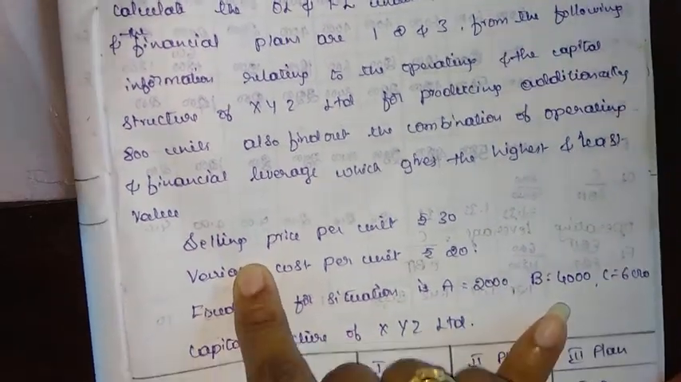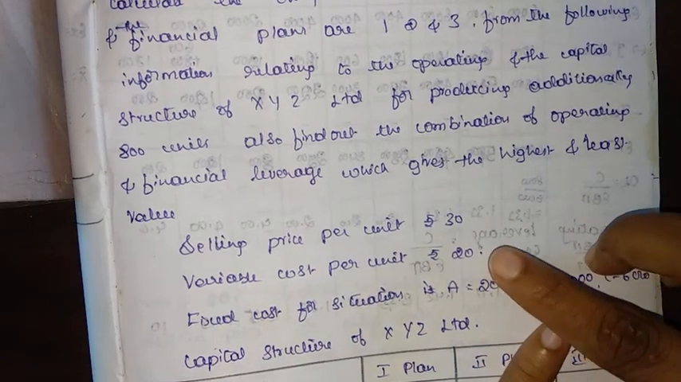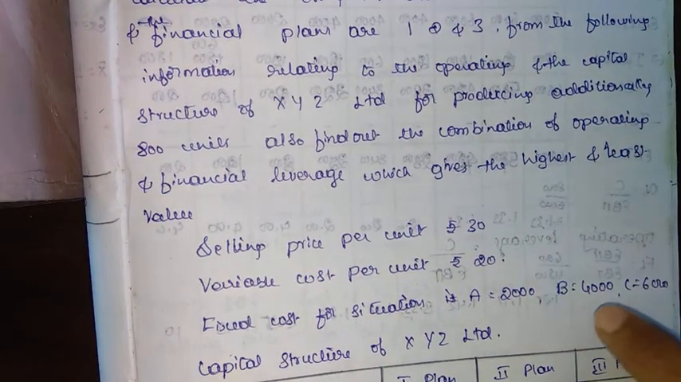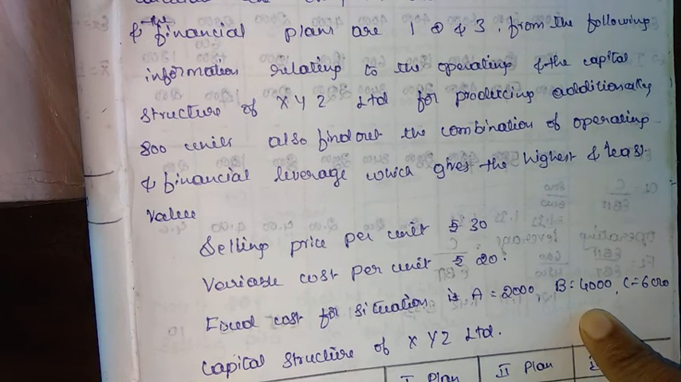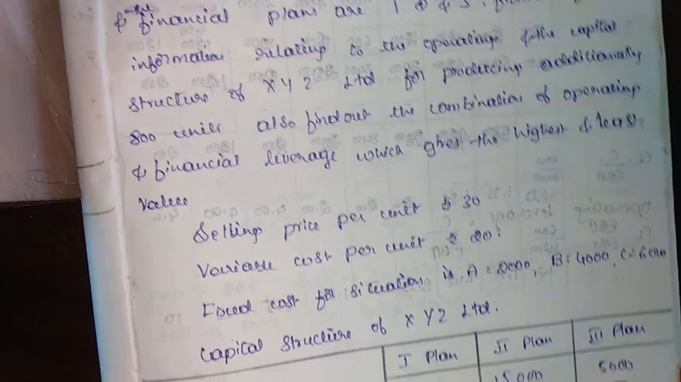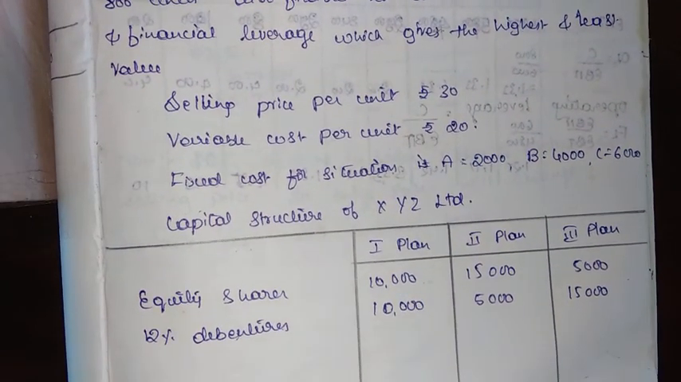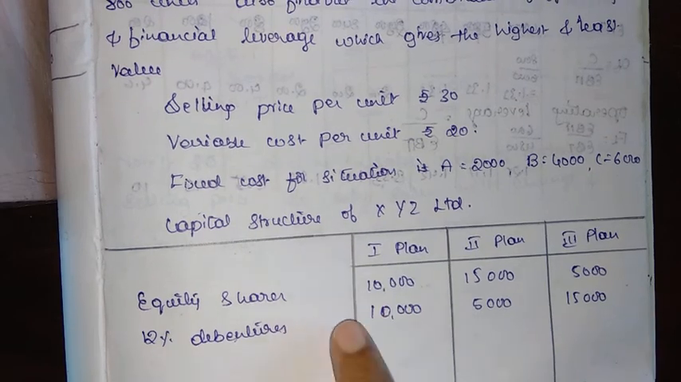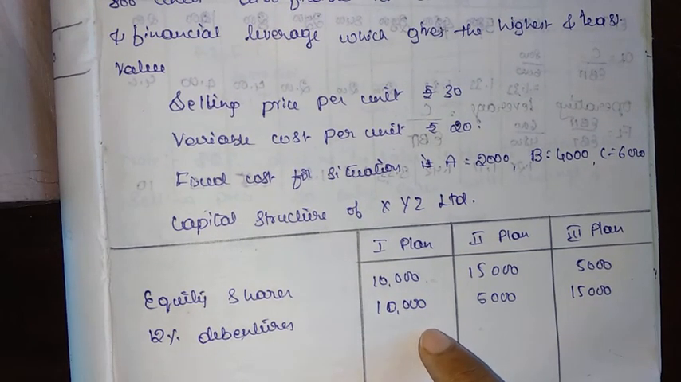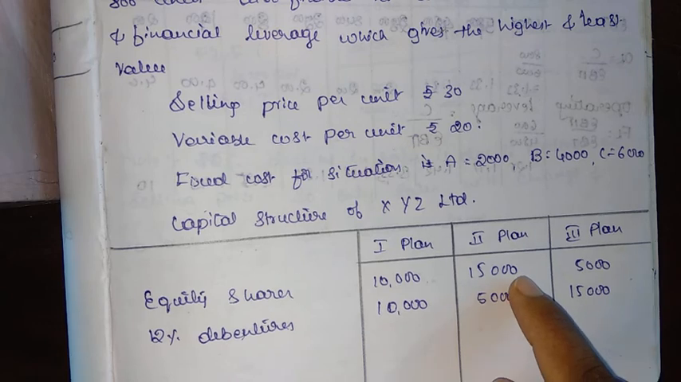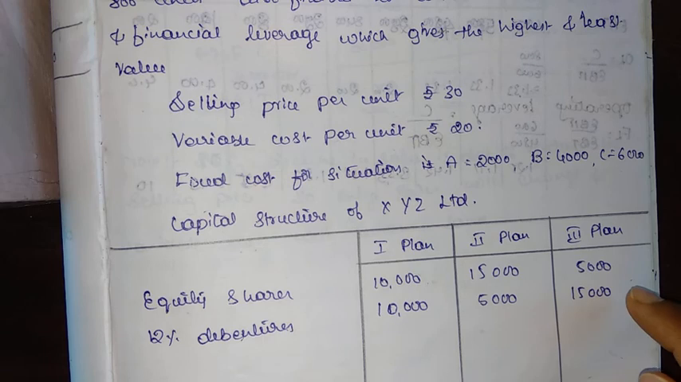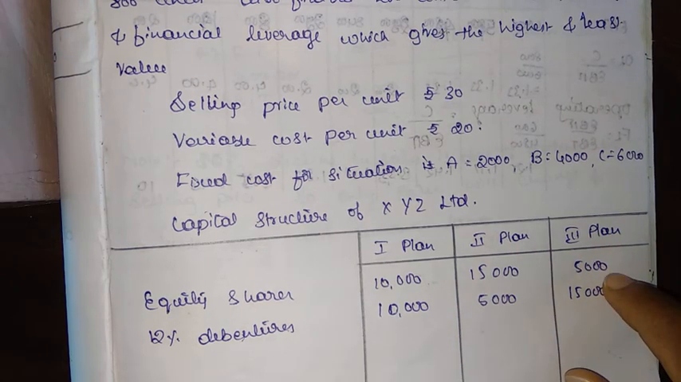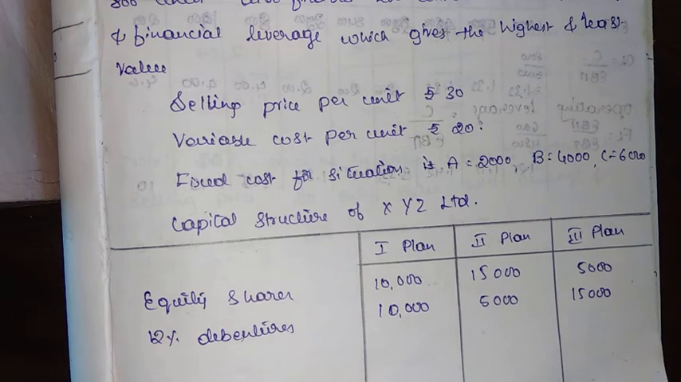So the information given is: selling price rupees 30, variable cost per unit rupees 20, fixed cost for situation A is 2000, B 4000, C 6000, and one more additional piece of information, that is capital structure. Plan 1 has 10,000 equity and 10,000 debentures, plan 2 has 15,000 equity and 5,000 debentures, and plan 3 has 5,000 equity and 15,000 debentures.